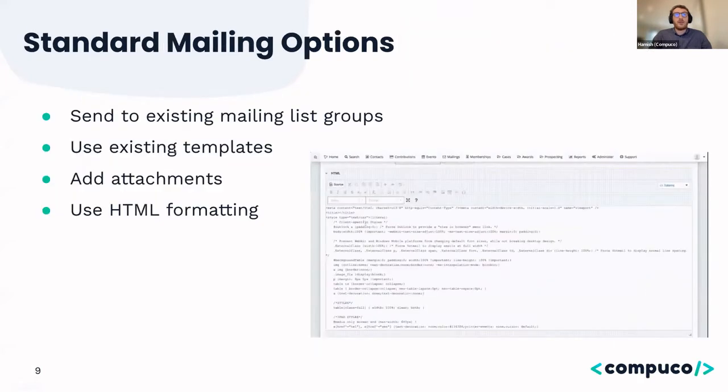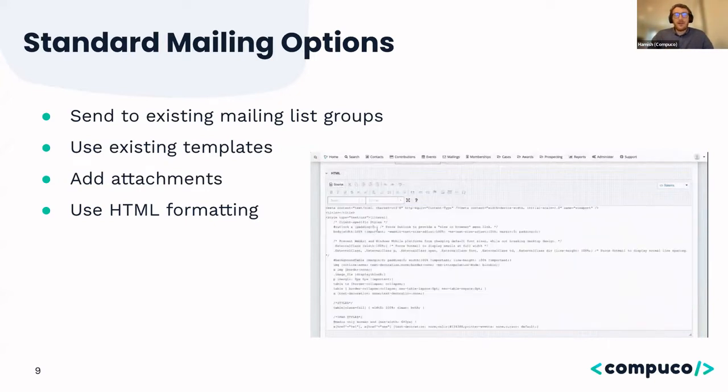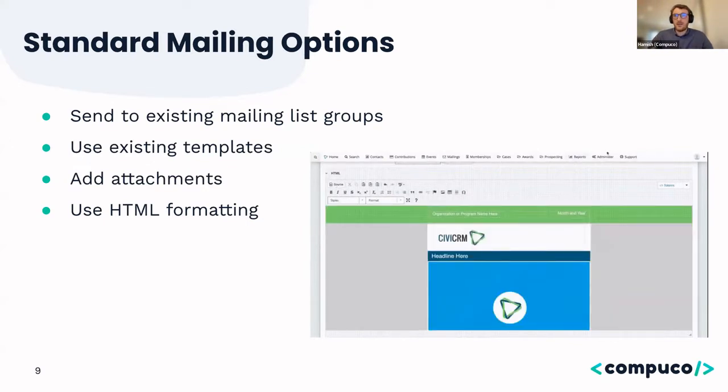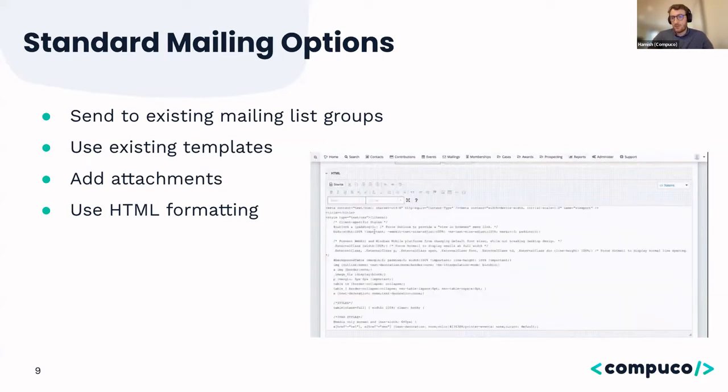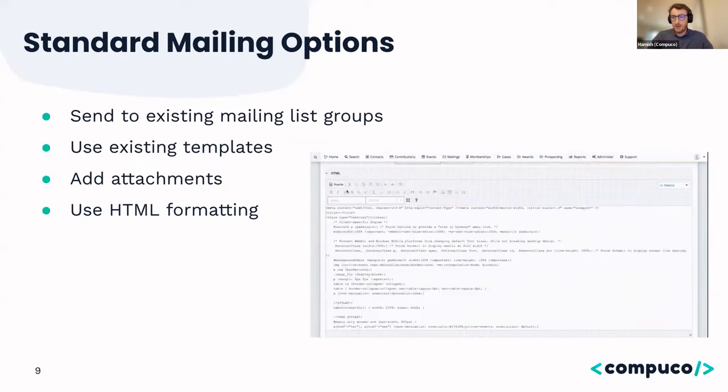Oh, sorry, I've skipped over a slide. So within this standard mailing toolkit, I wanted to highlight the core steps and the core features. It relies quite heavily on the use of templates, lets you build things like attachments into large group mailings, and lets you send mailings from Civi directly to either sets of individuals or existing mailing list groups. And lastly, the powerful tool that I think is used to the most effect by the clients I work with is this HTML editing tool.